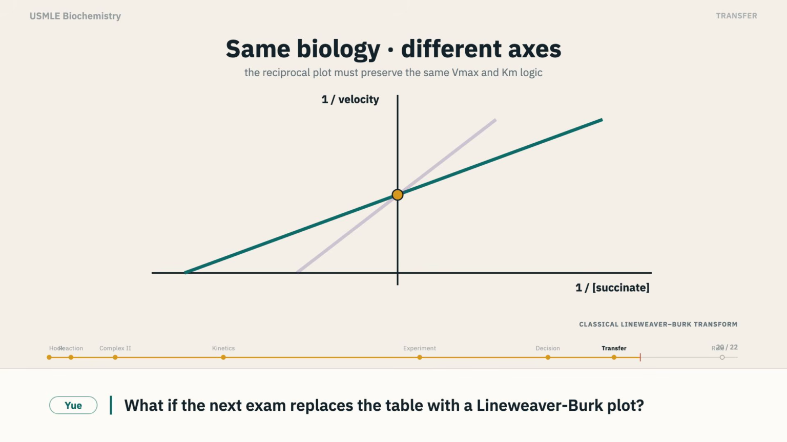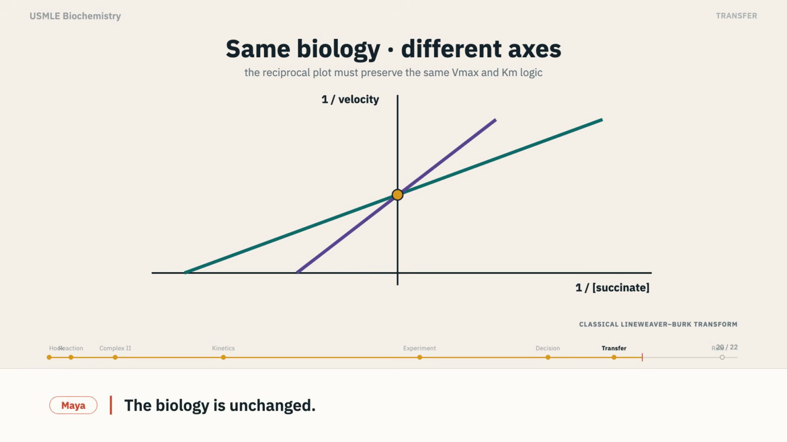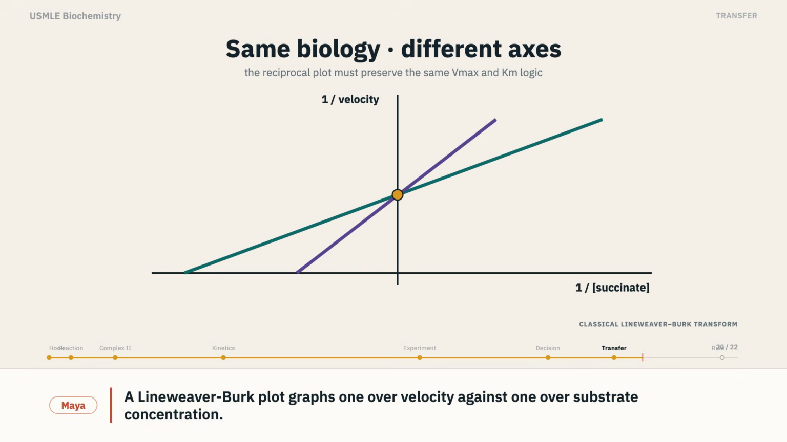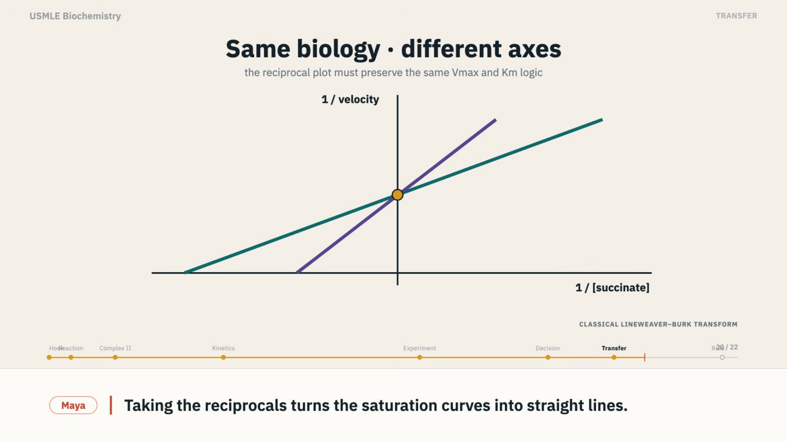What if the next exam replaces the table with a Lineweaver-Burk plot? The biology is unchanged. A Lineweaver-Burk plot graphs 1 over velocity against 1 over substrate concentration. Taking the reciprocals turns the saturation curves into straight lines. The y-intercept is 1 over Vmax, and the x-intercept is -1 over Km.